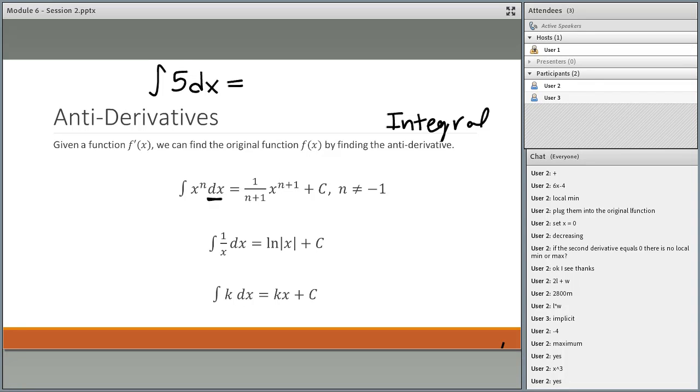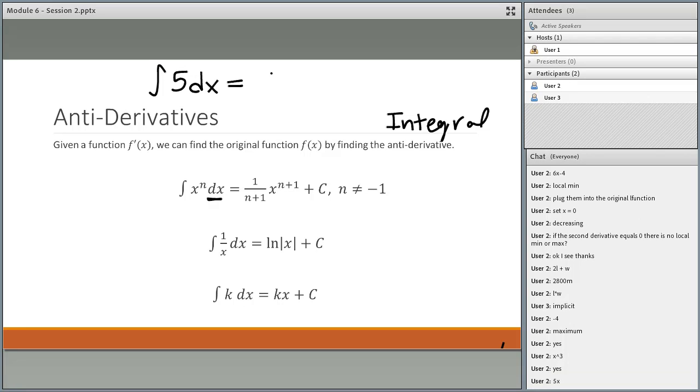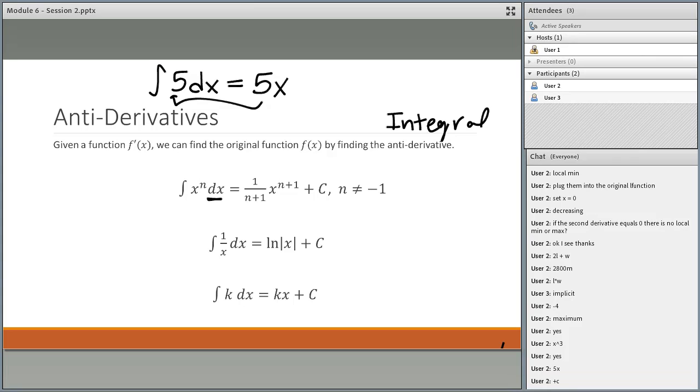So we have to think, if I were to take the derivative of something and I got 5, what was that original function? We have to think going backwards. I took the derivative of something and I ended up with 5. What did I take the derivative of to get 5? Very good. 5x. So on the right side of the parentheses, if I take the derivative, I should get back to this function. Is there anything else that could have been there? Good. There could have been some constant that went to 0 when I took the derivative.